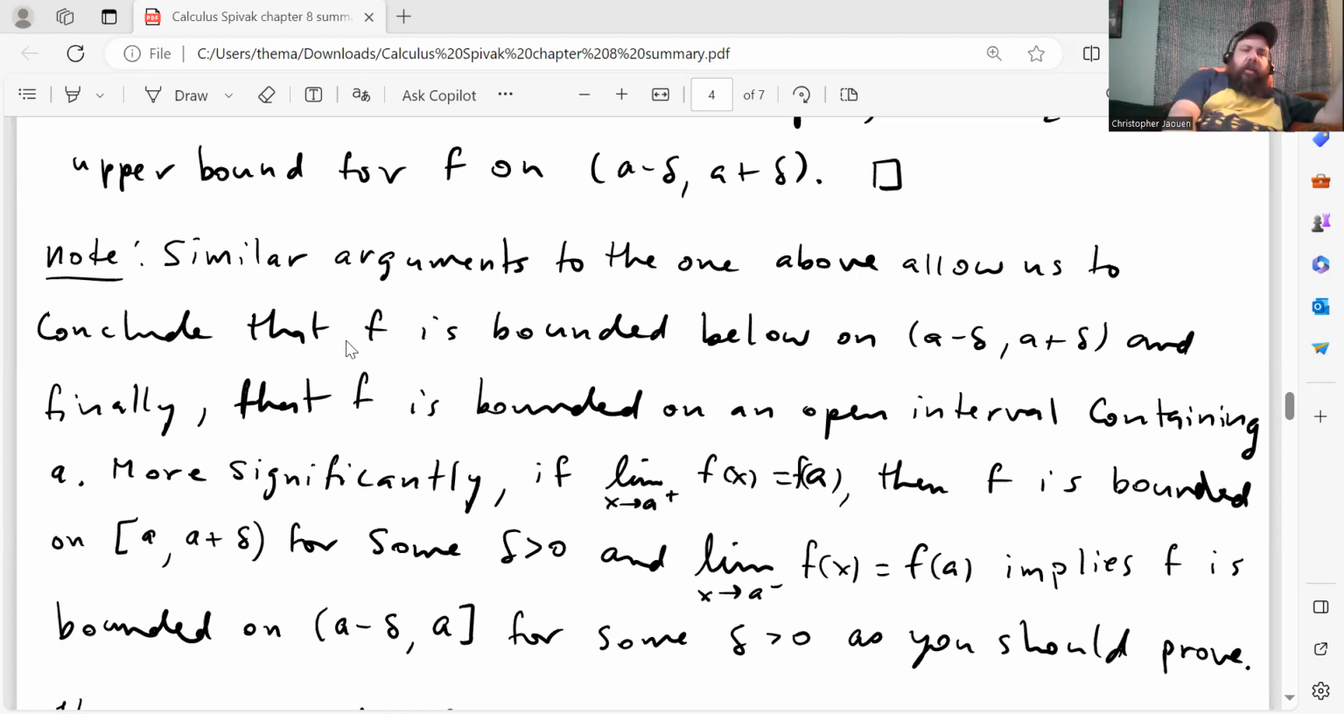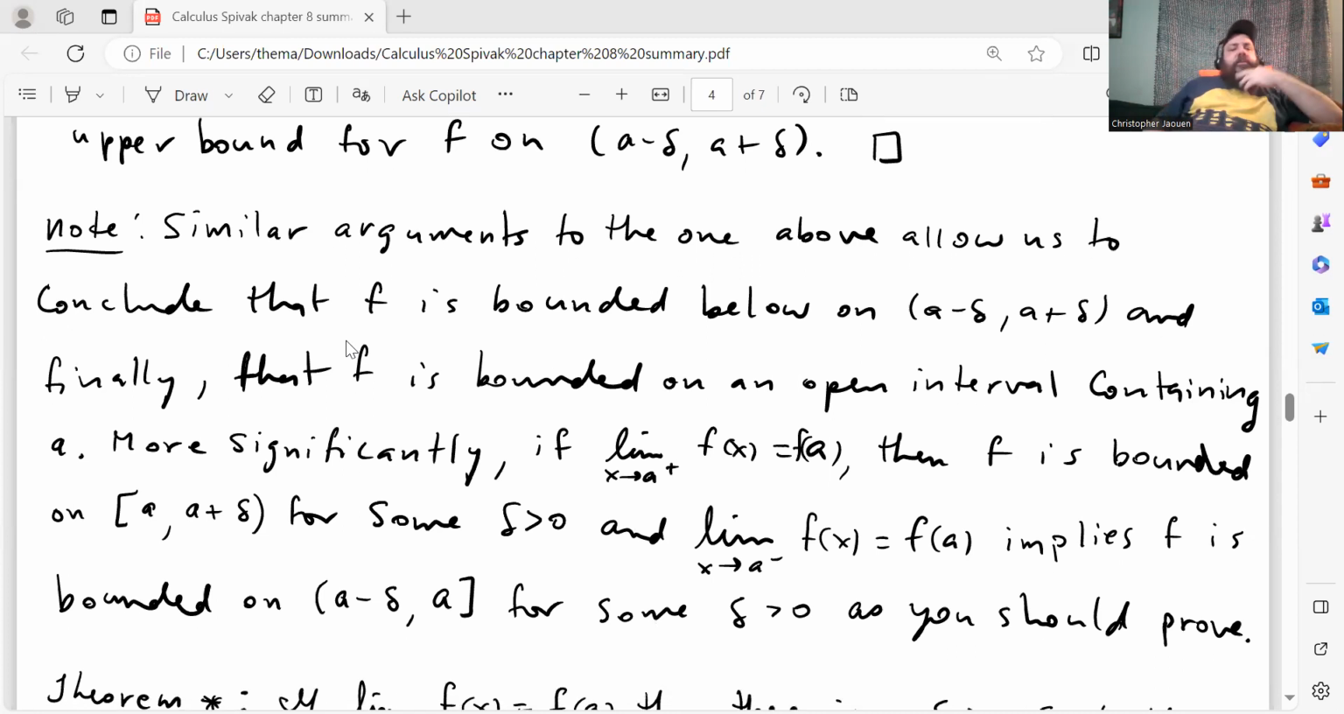But here's the note. Similar arguments to the one above allow us to conclude that f is bounded below on the open interval from a minus delta to a plus delta, and finally that f is bounded on an open interval containing a. More significantly, if limit x goes to a from above, so this is the one-sided limit of f of x equals f of a, then f is bounded on the interval from a to a plus delta. Here we're including the lower endpoint a, but the upper endpoint is excluded.